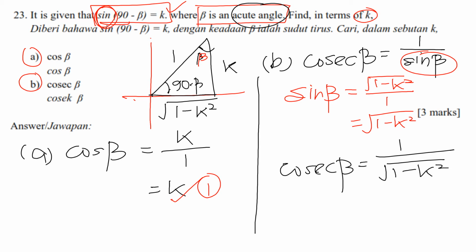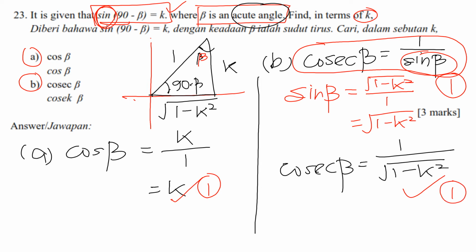So where are the marks given? It will be given here. Do you know that this is related to this? Then when you substitute into here, this is 1 mark, and this is 1 mark here. Will that be okay? Fine. Okay, good.